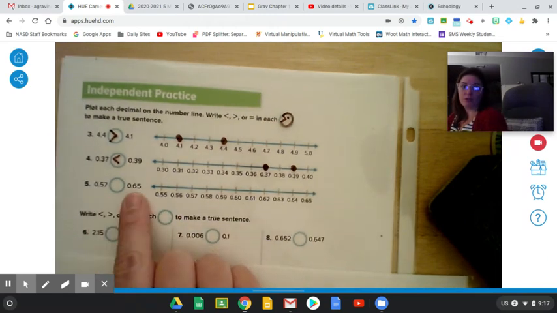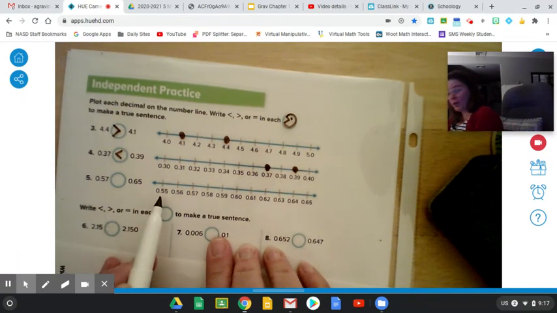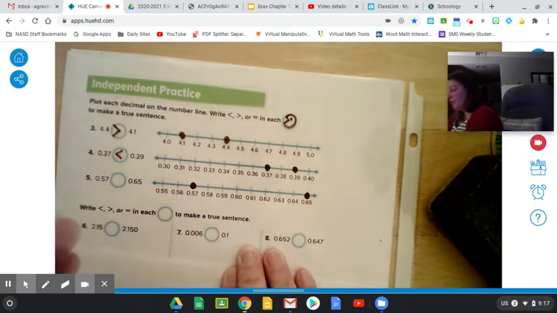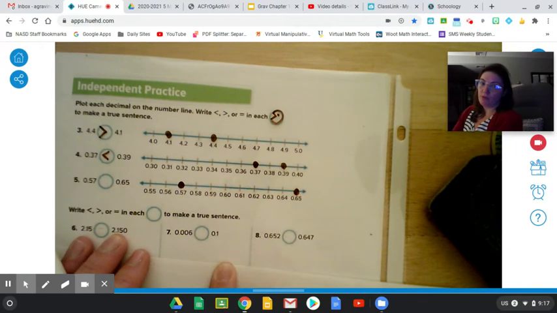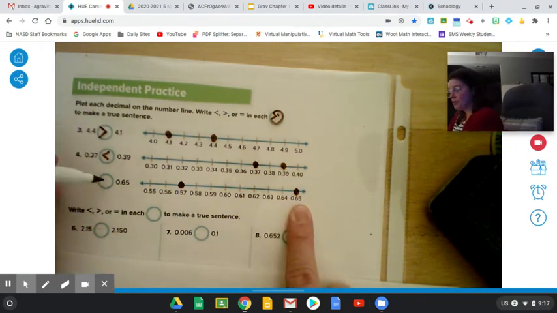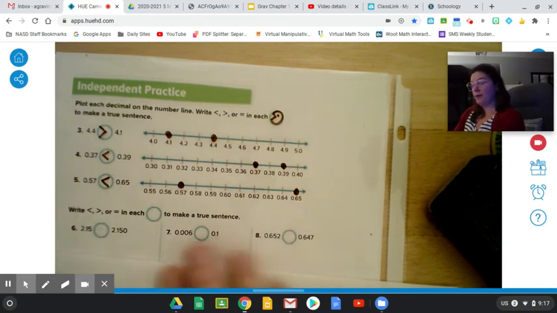57 hundredths compared with 65 hundredths. We're counting by 1/100th again. Here's 57 hundredths, and here is 65 hundredths. Whichever is to the right is greater. So 65 hundredths is greater. Pac-Man wants to eat the greater value. 57 hundredths is less than 65 hundredths.